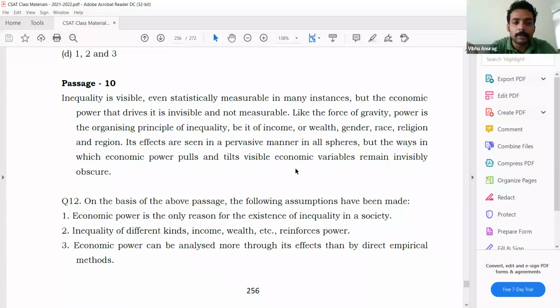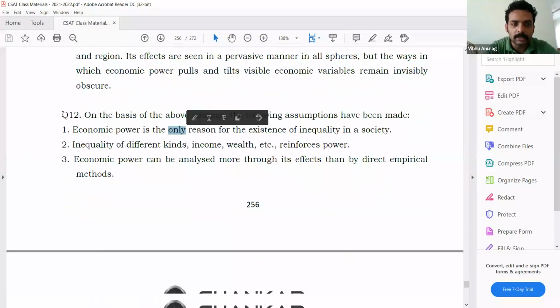But the ways in which economic power pulls and tilts visible economic variables remain visibly obscure. Obscure means unclear. It's not clear how economic power pulls and tilts these economic variables. So what are the assumptions made by the author? Number one, economic power is the only reason for the existence of inequality in a society. The problem with this is it's an extreme option. It's not implied anywhere that it's the only reason. Because of that, one is wrong.